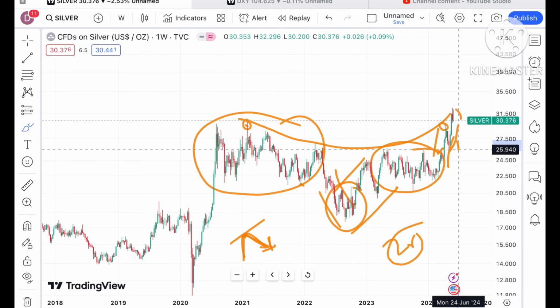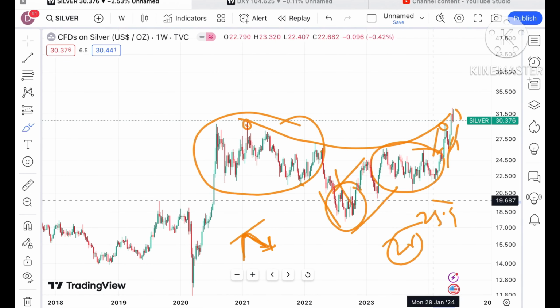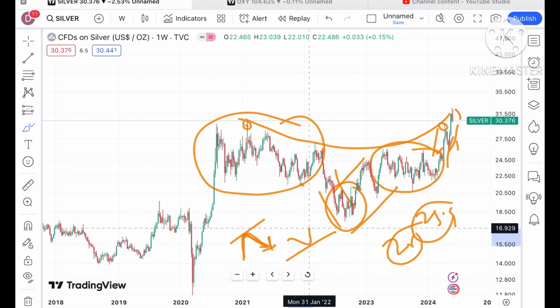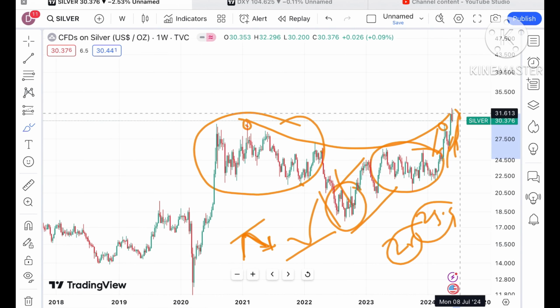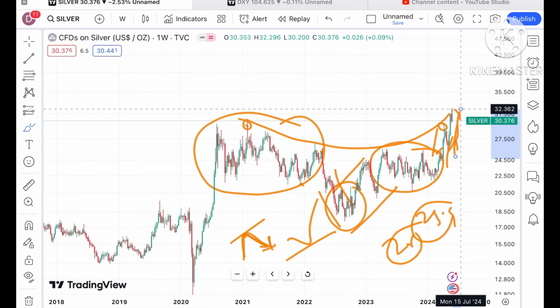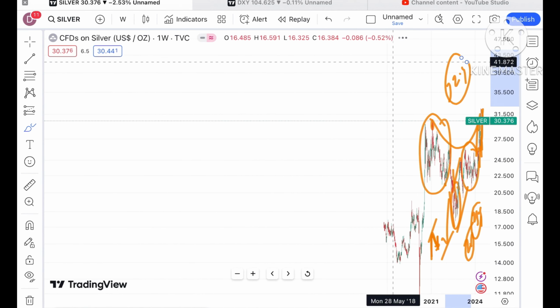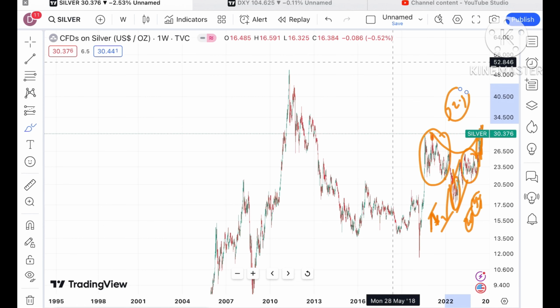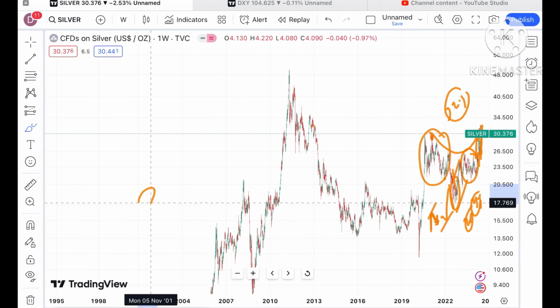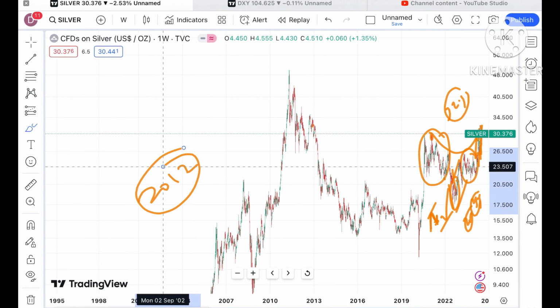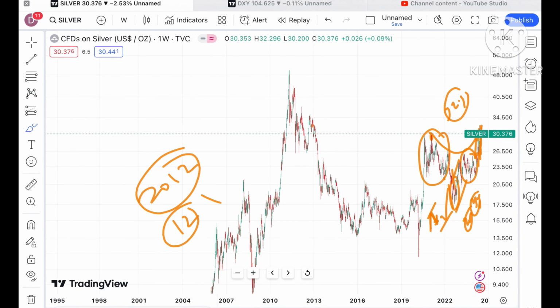It bounced back and profit booking came, it came down again towards 25.9, and then this particular support started bouncing it again, and then it made a particular high of around $32.4. Now looking at $32.4, this level of 32.4 we have not seen since 2012. So now it is around a 12 year high.